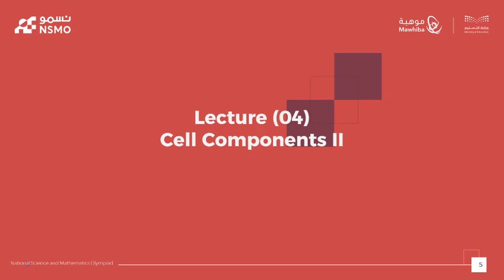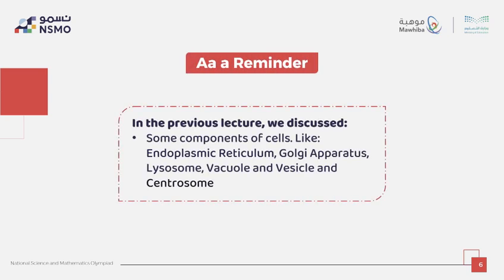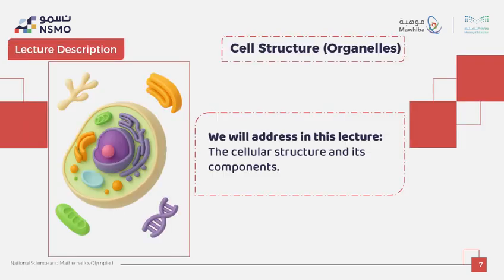Today, we add new components and continue building the full picture of the cell. Quick review. We took endoplasmic reticulum, Golgi apparatus, lysosomes, vacuoles, vesicles, and centrosomes. These organelles work together as a coordinating system within the cell. In this lecture, we will focus on cellular structure and its internal components. The image shows a schematic representation of the cell and the placement of its organelles.